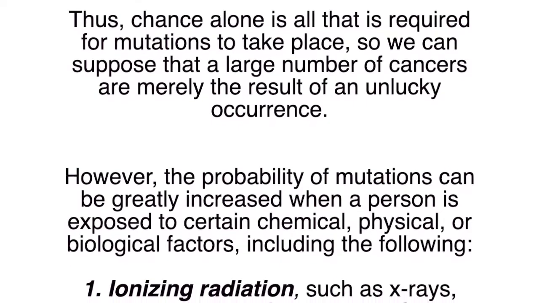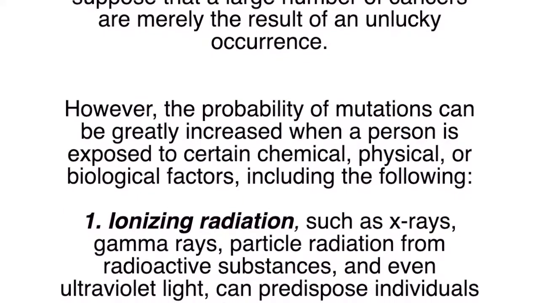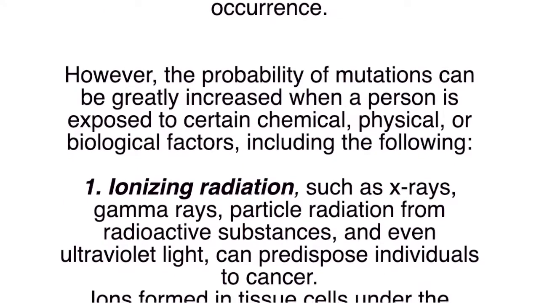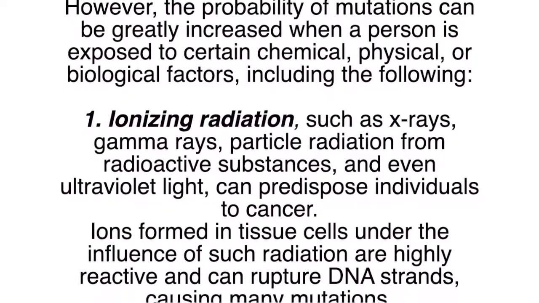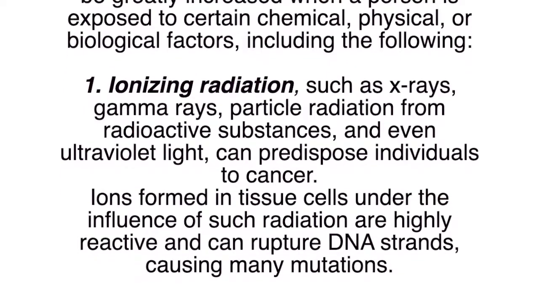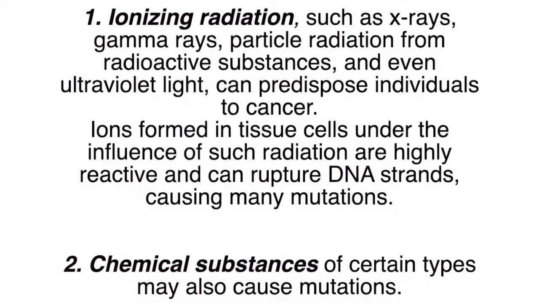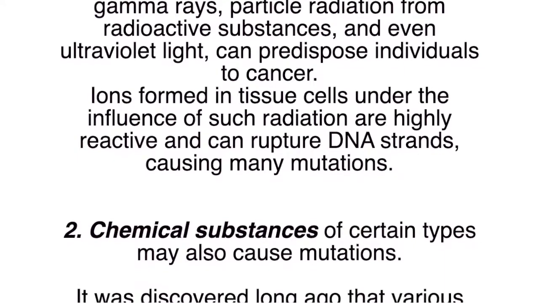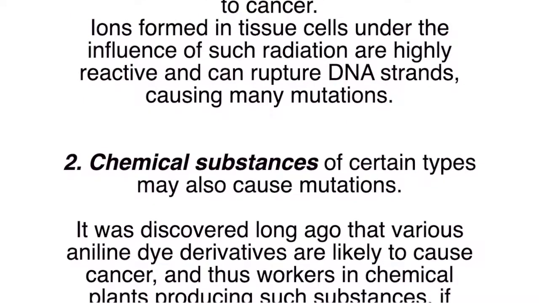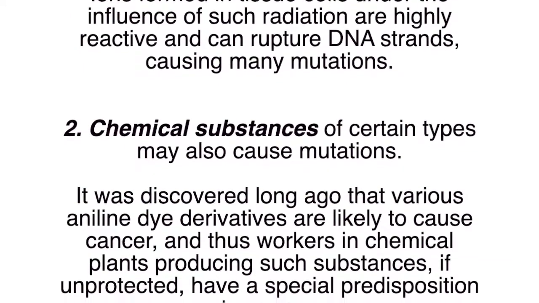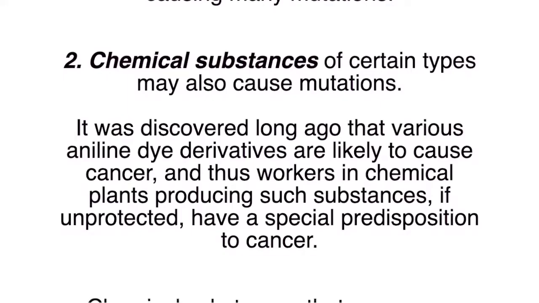However, the probability of mutations can be greatly increased when a person is exposed to certain chemical, physical, or biological factors, including the following: 1. Ionizing radiation, such as X-rays, gamma rays, particle radiation from radioactive substances, and even ultraviolet light, can predispose individuals to cancer. Ions formed in tissue cells under the influence of such radiation are highly reactive and can rupture DNA strands, causing many mutations.